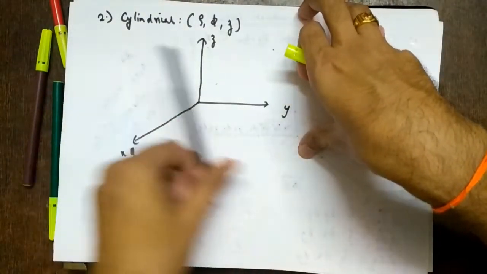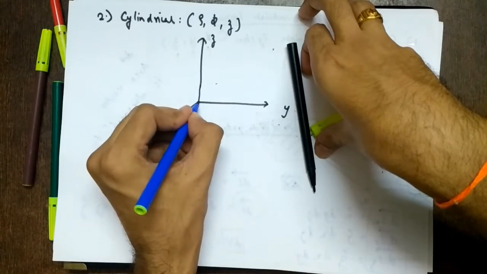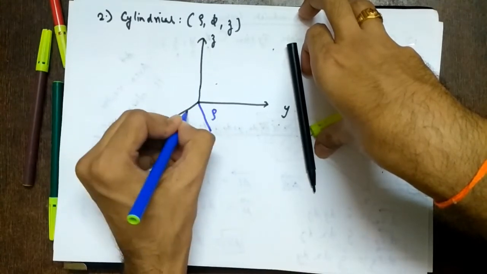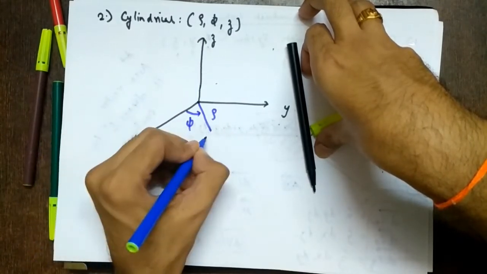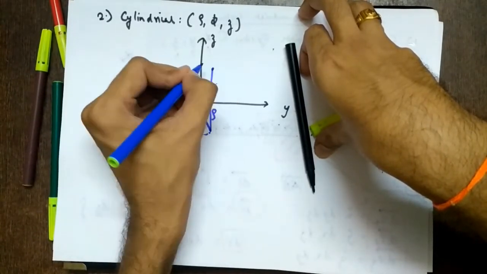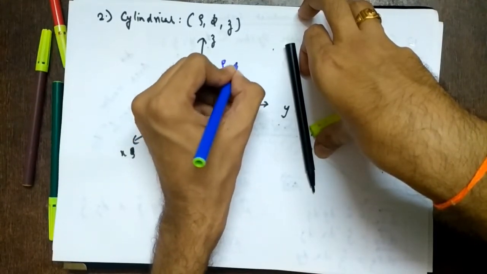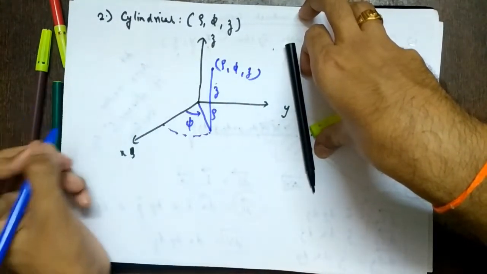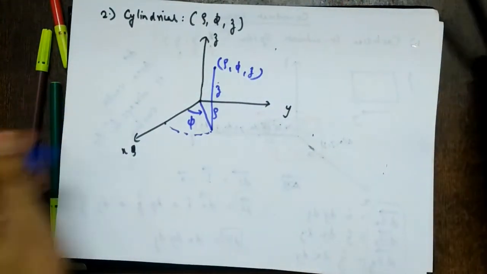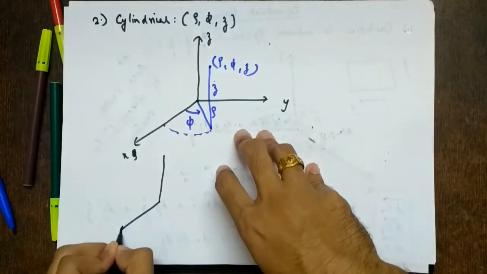So how do we show it pictorially? We have a distance rho at an angle phi. We have come like this. Then we move up by a distance z. So we get rho, phi, z. Okay. Now let me draw this again to find dl, ds and dv for the cylindrical coordinate system.